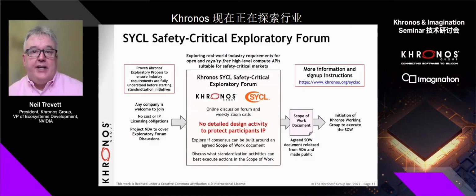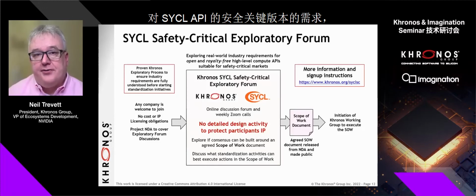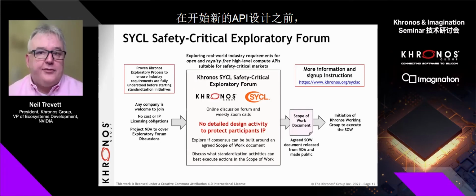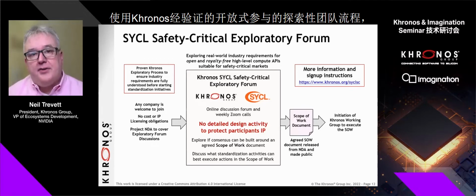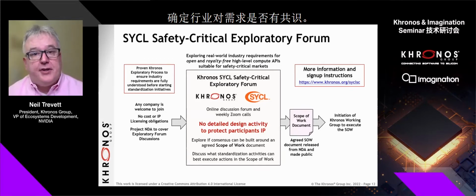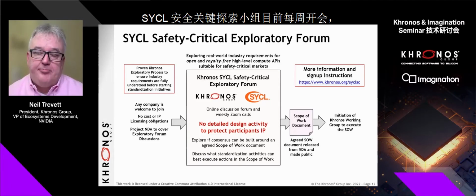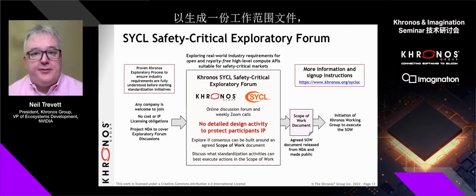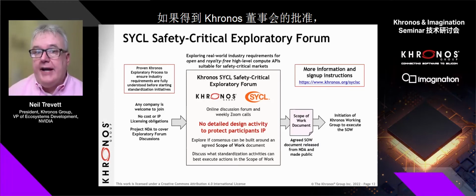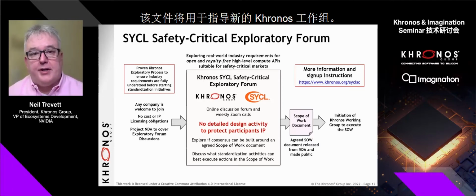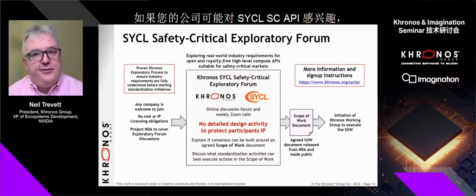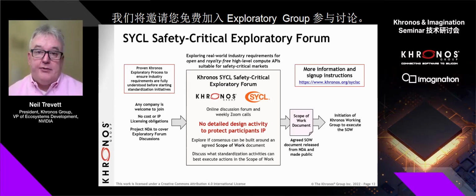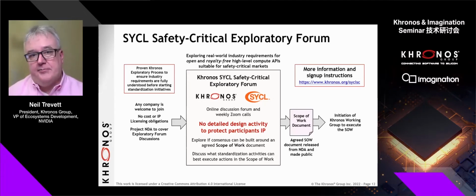Khronos is now exploring the industry need for a safety-critical version of the SYCL API using Khronos' proven exploratory group process that opens participation to all to determine if there is a consensus on industry requirements before starting a new API design. The SYCL Safety-Critical Exploratory Group is currently meeting weekly to generate a scope of work document that would be used to guide a new Khronos working group if approved by the Khronos board. If a SYCL SC API could be of interest to your company, you are invited to join the exploratory group at no cost to participate in the discussion.